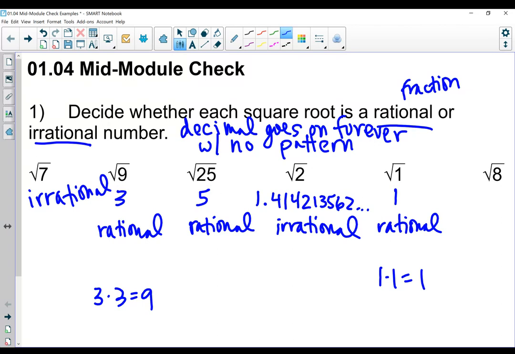The last one, the square root of 8, is really tempting to put down 4. People sometimes confuse a square root with taking half of something, and they're really not the same thing. When I'm finding a square root, I want to know what number times itself makes 8, and there is no such number for 8. So that means the square root of 8 will be irrational.